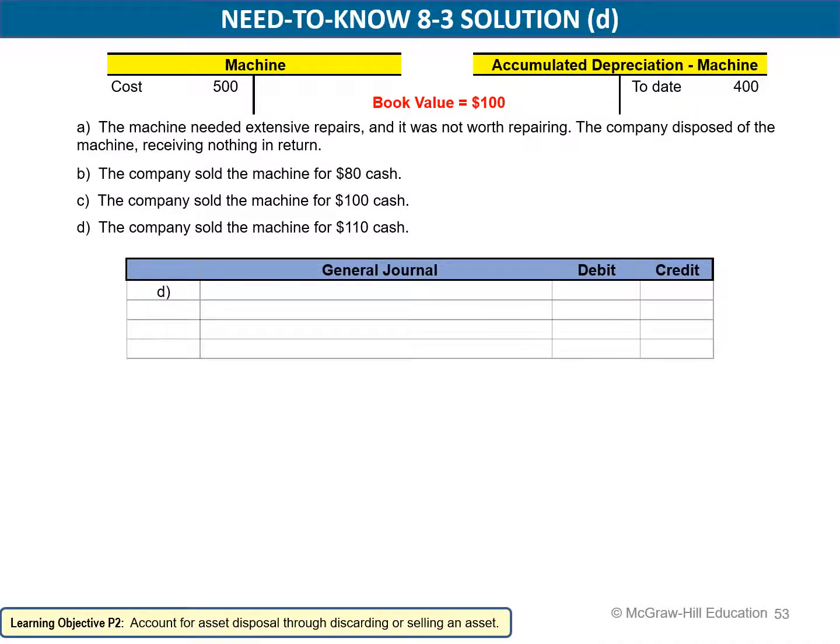Then in letter D, the company sold the machine for $110 cash. So we're going to record cash of 110 with a debit. We're going to record our accumulated depreciation. We're going to remove it from our books, and we do that with a debit of 400. Remove the machine from our books with a credit of 500. Then we're going to record a gain on sale of machine for 10.